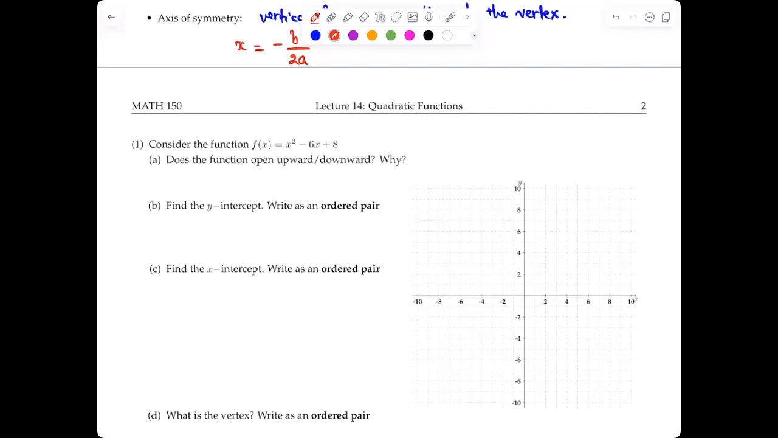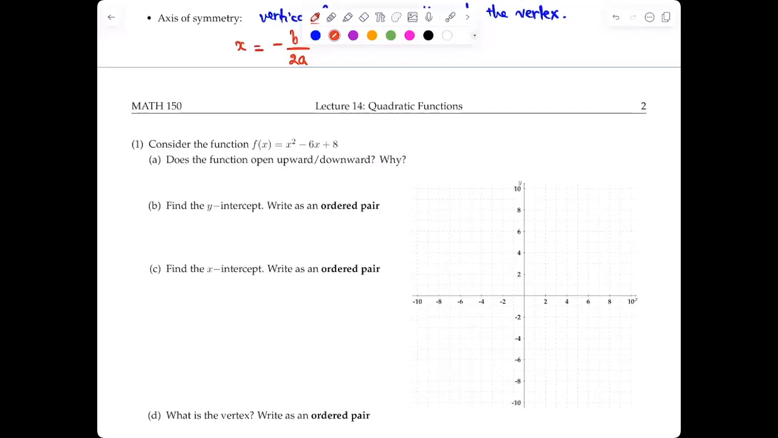All right. So given this function f of x equal to x squared minus 6x plus 8, what we're going to do in this example is graph this quadratic function with our calculator. I know we have calculators and computers, but given this abstract equation, can you understand it better?